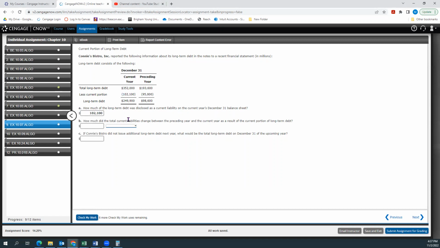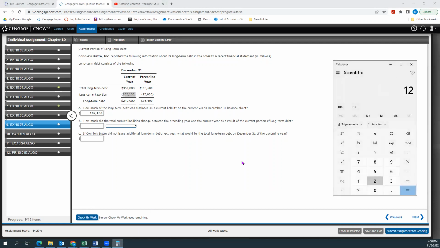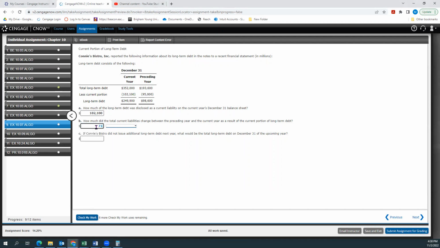And then it's going to say, how much did the total current liabilities change between the preceding year and the current year as a result of the current portion of the long-term debt? So what that means is, last year, the current portion of the long-term debt was 95,000. This year, it's 102,100. So the difference between those two is the amount it changed. So I'm going to take 102,100 minus 95,000, and that will give me $7,100.